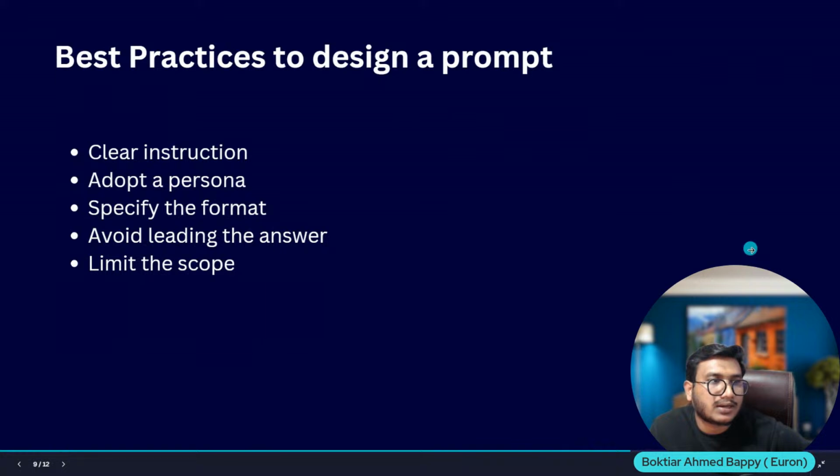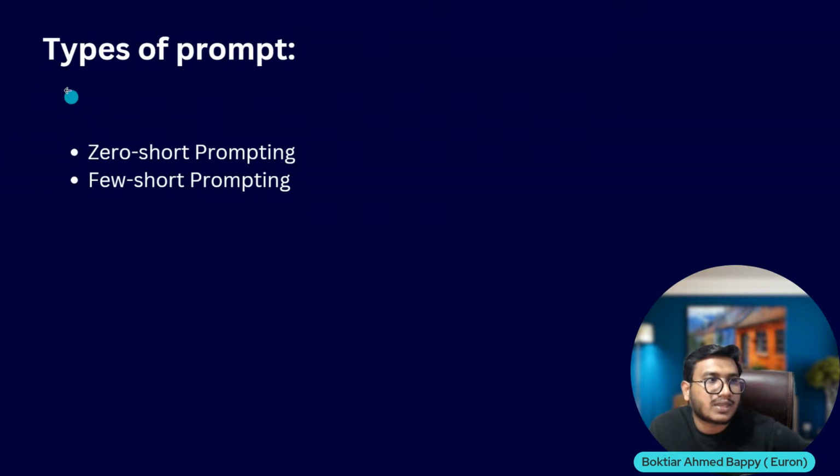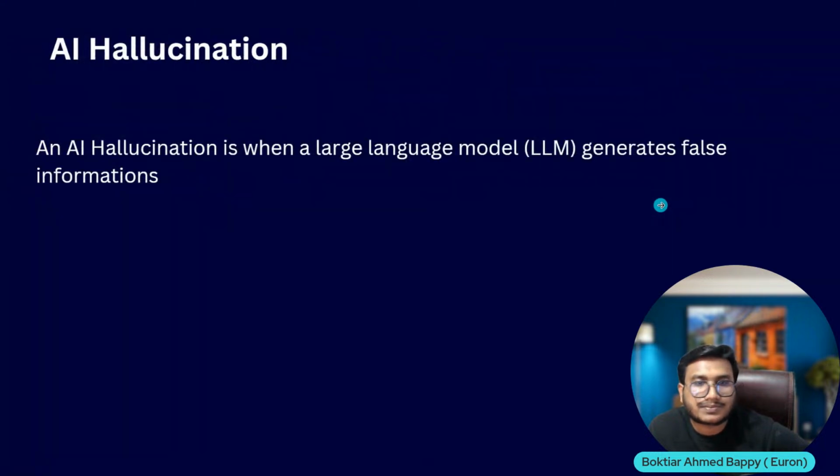Best practices to design the prompt: clear instructions should be there, then adopt a persona, then specify the format, in which format you want to get the output. Avoid leading the answer, limit the scope. And types of prompt: you have zero shot prompting and few shot prompting. Zero shot prompting means you are giving a prompt with no example, and few shot prompting means you are giving a prompt with examples.